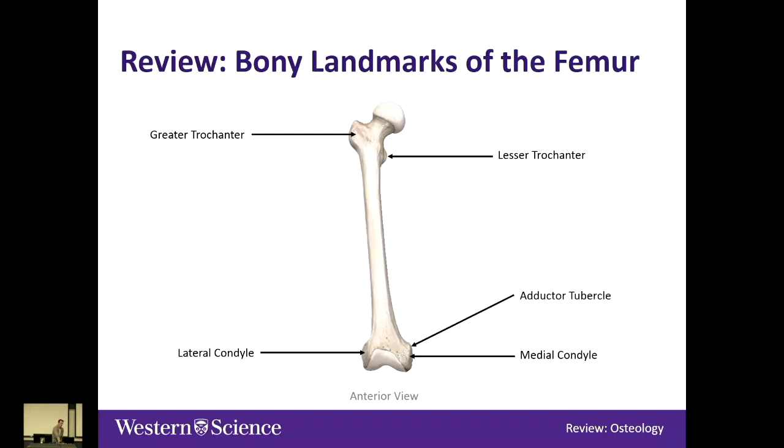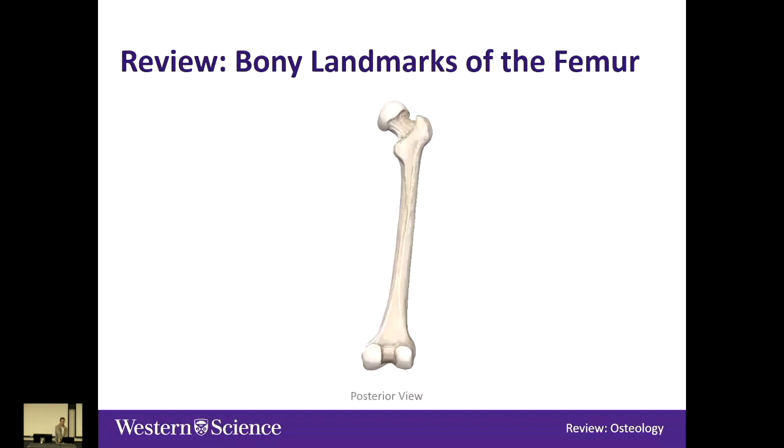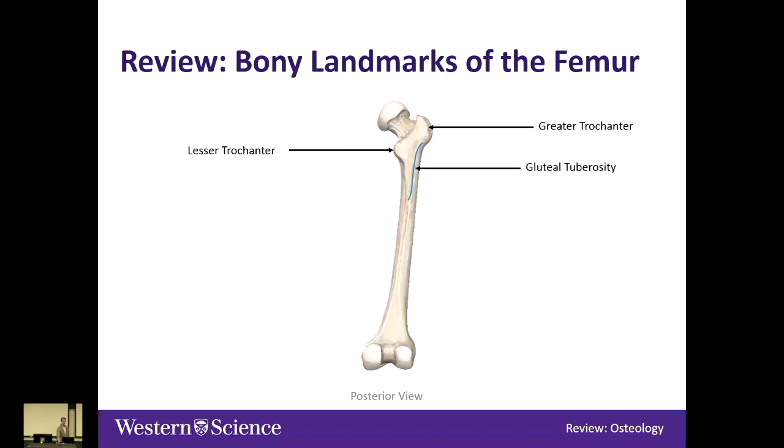And if we flip this around to the back, again, we see a huge bump on the lateral side, the greater trochanter, and a smaller one on the medial side, the lesser trochanter. We can still see those medial and lateral condyles at the bottom as well. But we can also see some ridges, if you look really closely, moving along the entire shaft of the femur. There's one ridge that extends from the greater trochanter, more laterally, down towards the middle. That is called the gluteal tuberosity. And as you can imagine, some of the gluteal muscles might be attaching onto there.